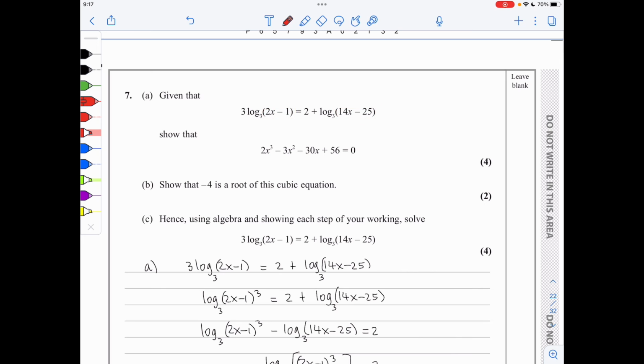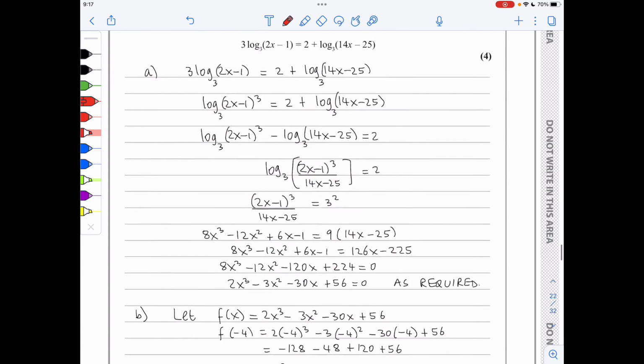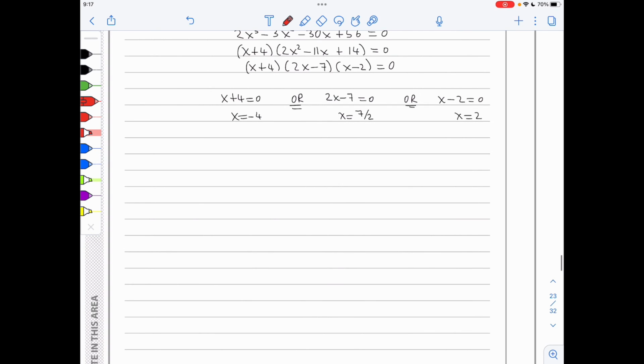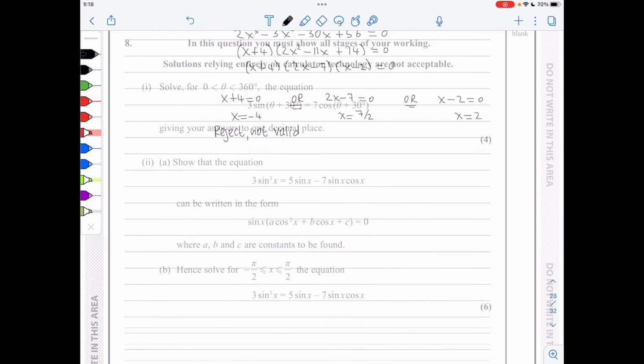So we want 2x minus 1 to be positive, which means that x should be greater than a half. And we also want 14x minus 25 to be positive, so x to be greater than 25 over 14. So going back to the 3 solutions we obtained, we only get to choose those that are within the acceptable range. And obviously x equals negative 4 is not, so this is rejected, it's not valid. The other two solutions are both within the acceptable limits.